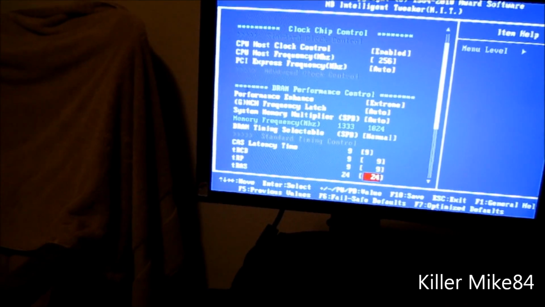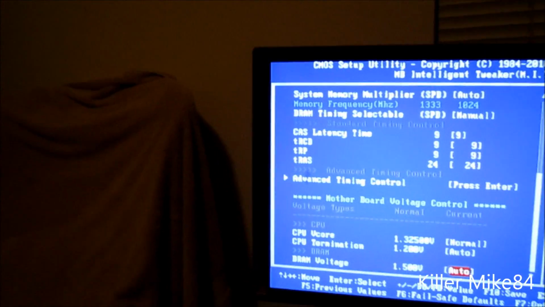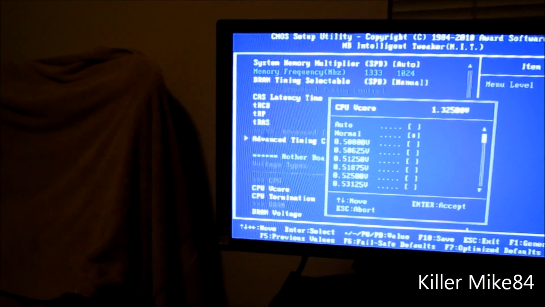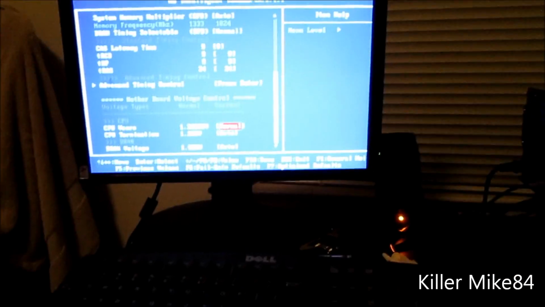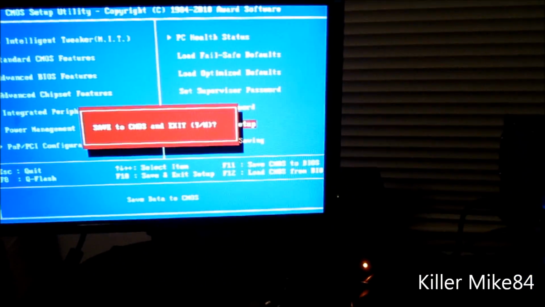The latency is 9 9 9 24. Voltage, CPU V core is 1.3250, normal. I don't really need to, but if I do want to overvolt it a little bit more, I could do it. I'm gonna try that out and see how it goes. Never try to jump the voltage over 1.4, but it's a good try out to do it.